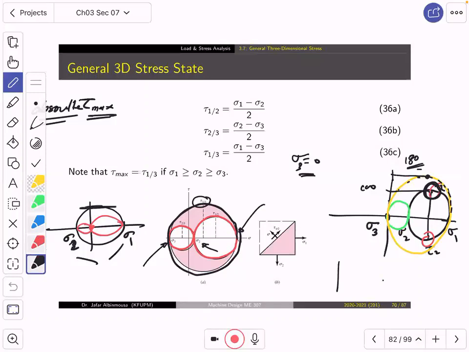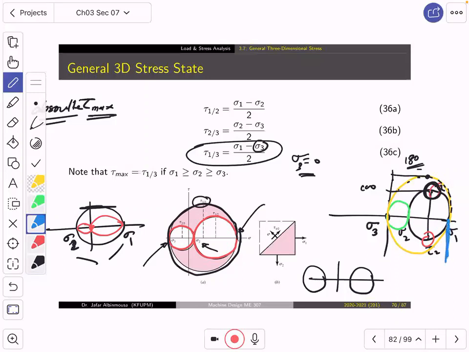But the problem is when all the Mohr circles are on the right or all the Mohr circles are on the left. And this is very important. That's why we think that tau 1 3, the tau between sigma 1 and sigma 3, is always the maximum. Notice, guys, even if sigma 3 is zero, tau 1 3 is going to be the maximum. Why? Because it is actually going to give you the stress from here to there, even if sigma 3 is zero. I hope you understand this very, very well.